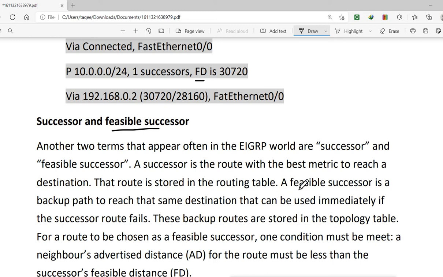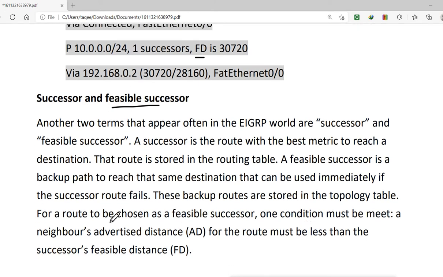And the feasible successor is a backup path to reach that same destination that can be used immediately if the successor route fails. These backup routes are stored in the topology table. For a route to be chosen as a feasible successor, one condition must be met, and that is what?